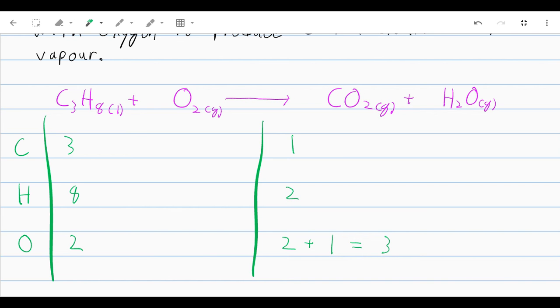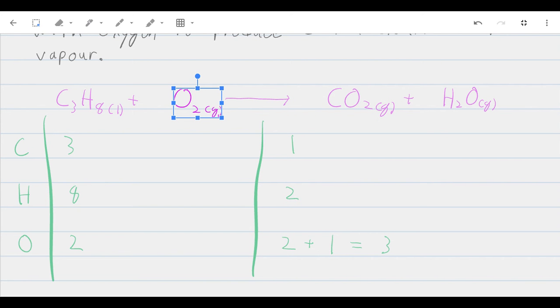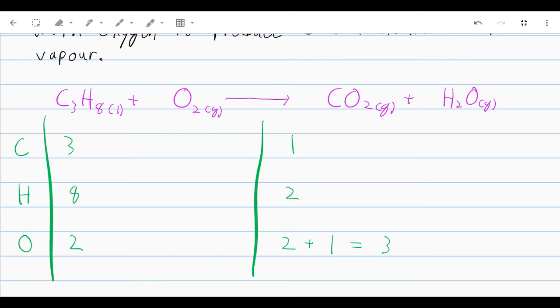When I do this reaction, I want to leave the oxygen until the end. The reason I want to do that is because this oxygen molecule is nice and simple. Now you might think, doesn't that mean I want to do it first? But it actually means you want to do it last, because you can change the number of oxygens here without unbalancing something else. So instead of starting with the oxygens, I'm going to start with the carbons.